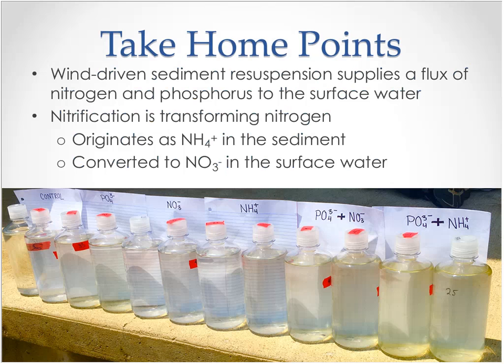So some major take-home points are that wind-driven sediment resuspension supplies a flux of nitrogen and phosphorus into the surface water, and that nitrification is transforming the nitrogen. It originates as ammonium in the sediment, but it's being converted to nitrate in the surface water. This is very important because, as we see here, phosphorus and nitrate allow for more algal growth.